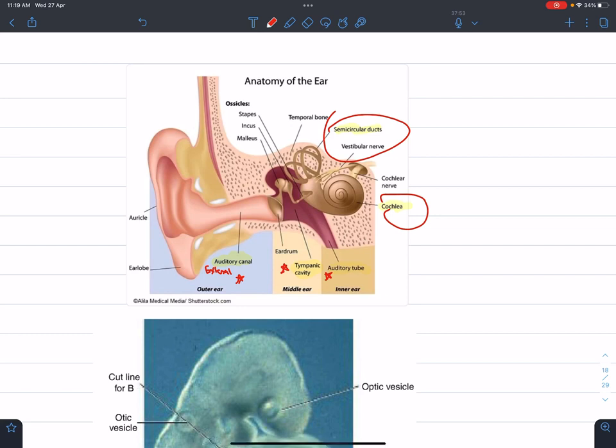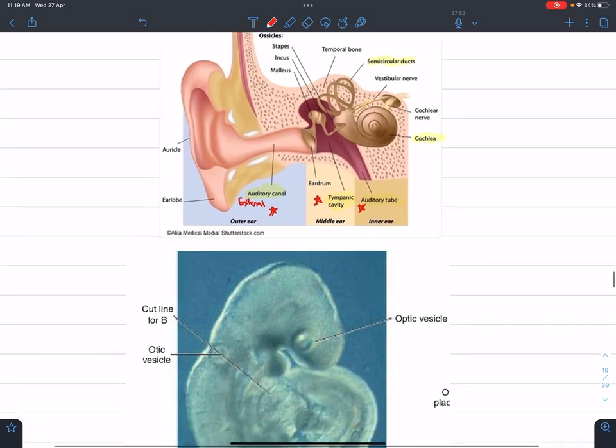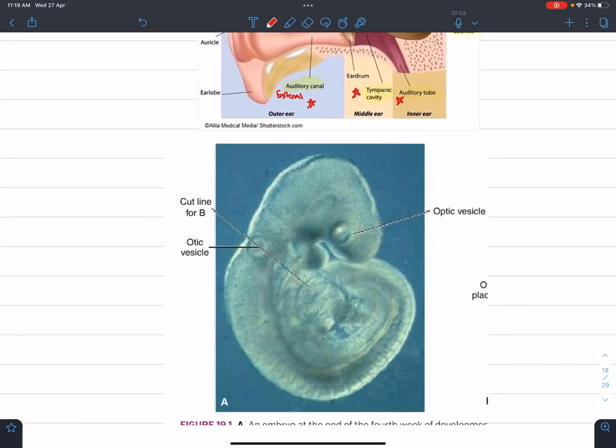semicircular ducts and so on. But I want you to imagine the anatomy of the ear, because you can imagine it when we discuss the development stages. All right, we're going to talk about development. How are they formed anyway? Inner, middle, and outer ear. So we're going to start with the inner ear.